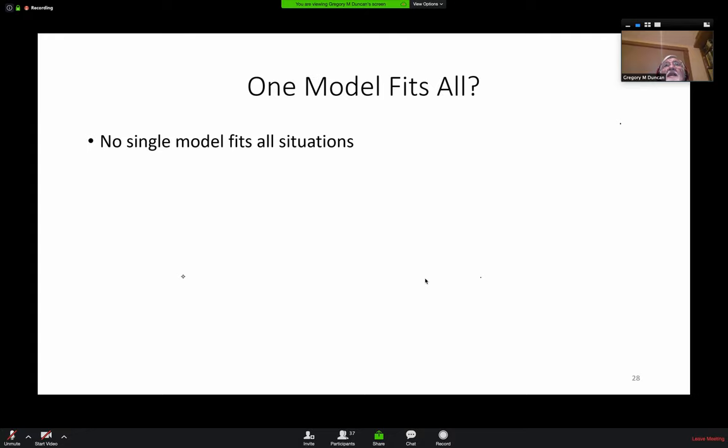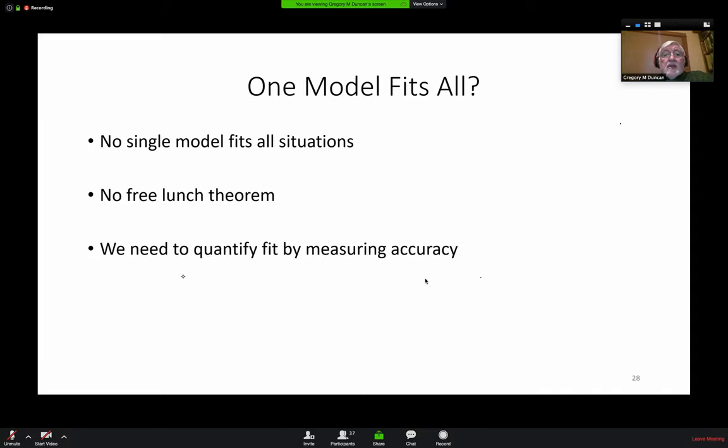One model fits all. Right now, the hot thing in machine learning is deep learning. People will ask me all the time, well, why don't you just use a deep learning model? And it turns out no single model will fit all situations. There is a machine learning theorem called the no free lunch theorem. And I like it for economists because economists say all the time there are no free lunches. But the no free lunch theorem says that there is no single model that will be able to learn all possible models.